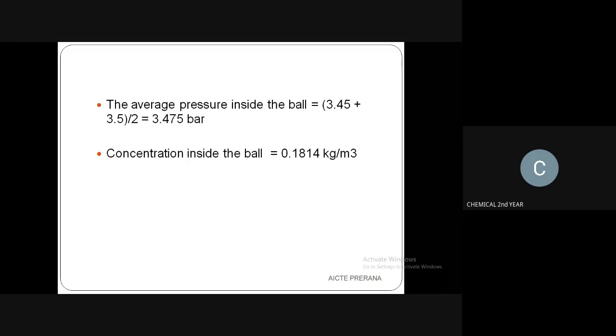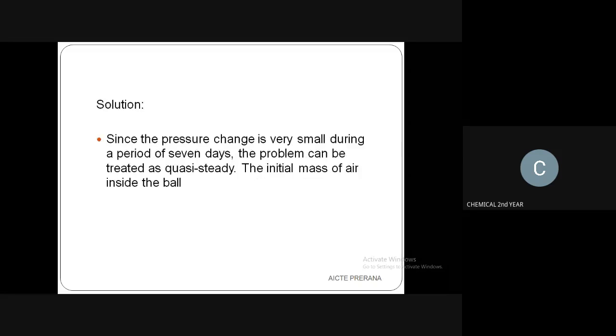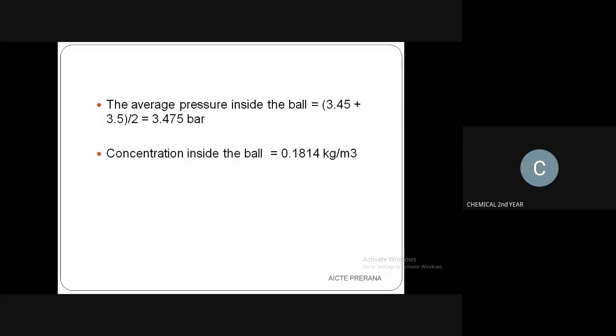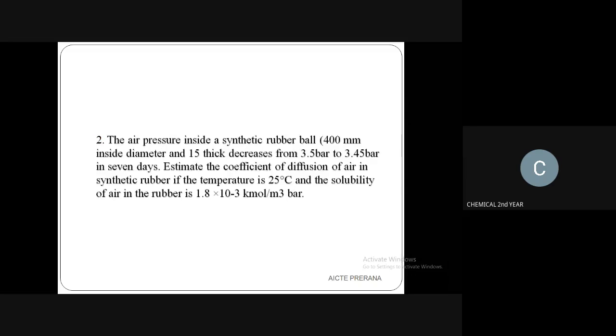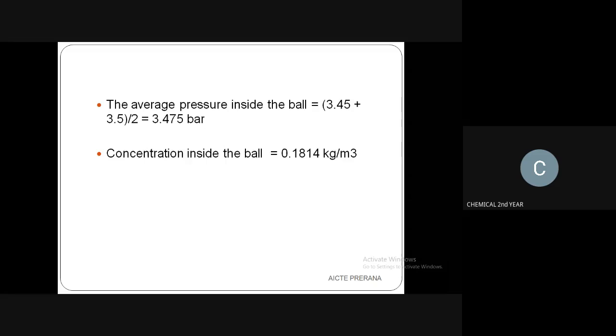Now the concentration inside the ball. What do you mean by concentration inside the ball? They have given us 1.8 into 10 to the power minus 3 kilomole per meter cube bar. So we will convert it to kg per meter cube, which is 0.1814 kg per meter cube. This is the concentration inside the ball.